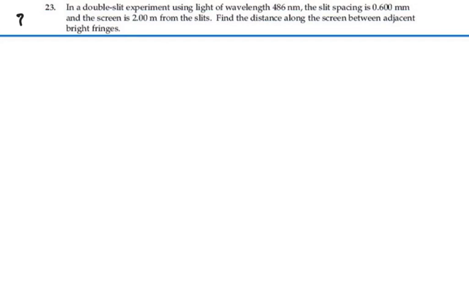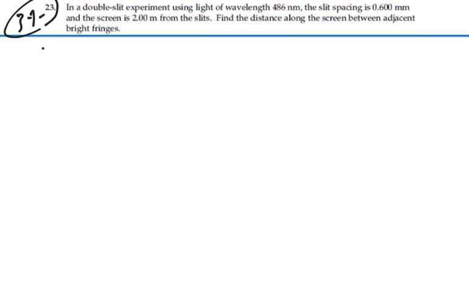Here's problem 37.23. In a double-slit experiment using light of wavelength 486 nanometers, the slit spacing is 0.6 millimeters and the screen is 2 meters from the slits. Find the distance along the screen between adjacent bright fringes.